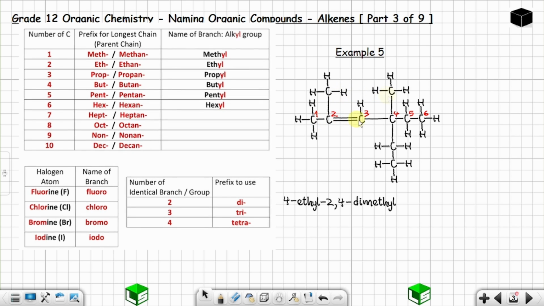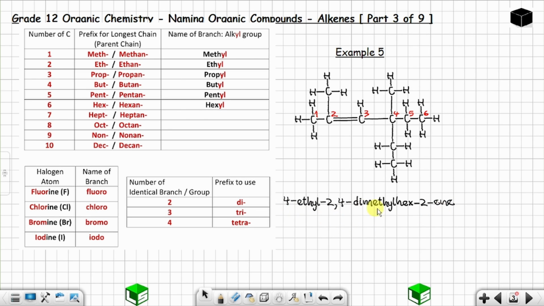Now, the parent chain is made up of 6 carbon atoms. Okay, you can see that the parent chain is made up of 6 carbon atoms. So we are going to use the prefix hex. And the double bond is located on carbon number 2. So you need to show that with the number 2, and you are going to follow this with the suffix ene.